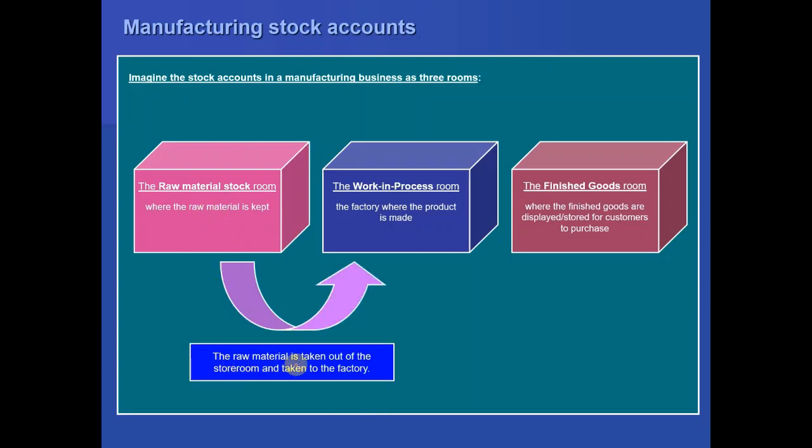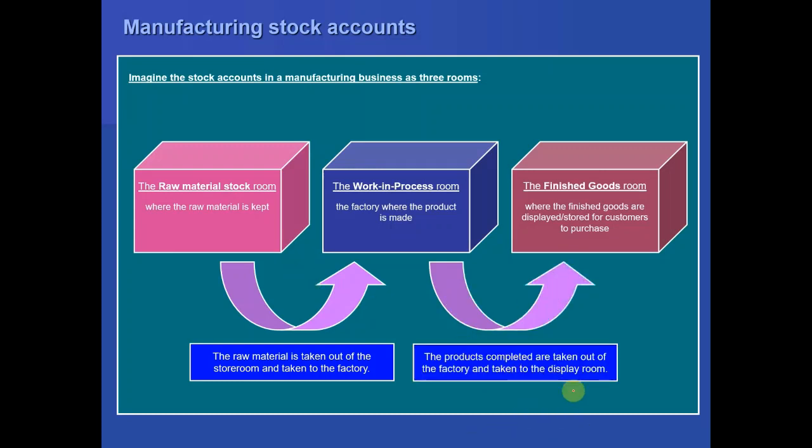So the raw material is taken out of the storeroom. When we receive raw material, once we purchase it, we store it in the storeroom. Then it is taken out of the storeroom and taken to the factory. Next, the products completed in the factory are taken out of the factory and taken to the display room.